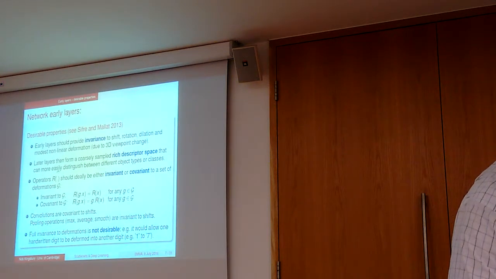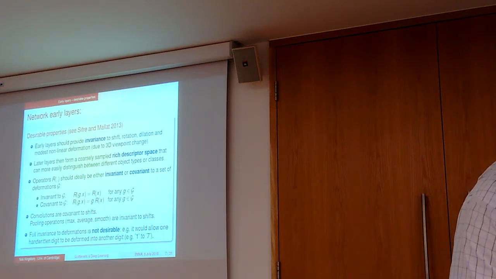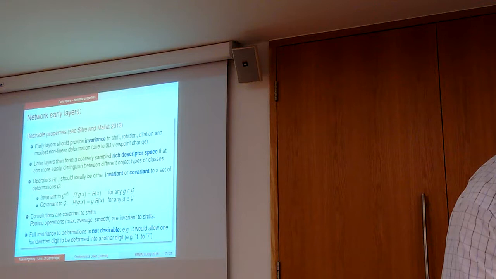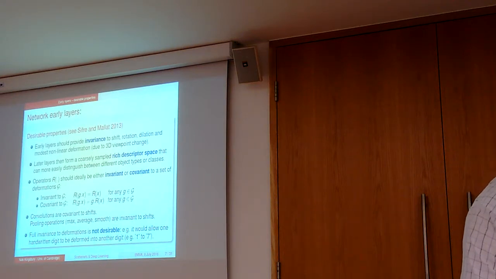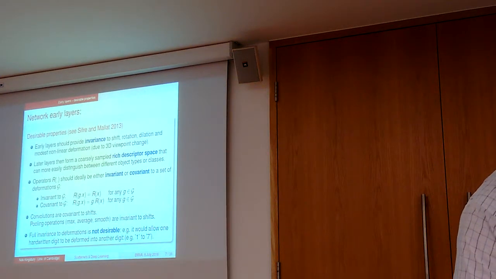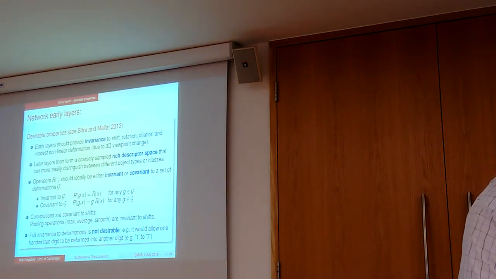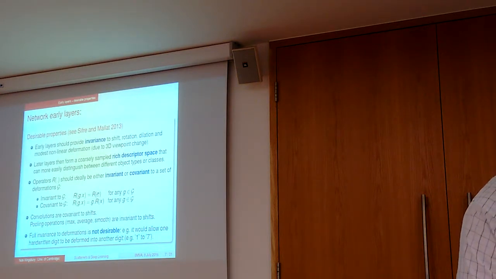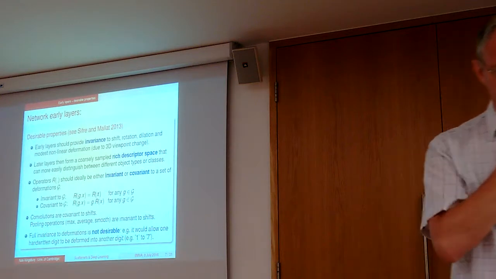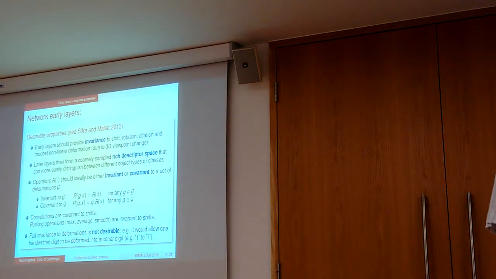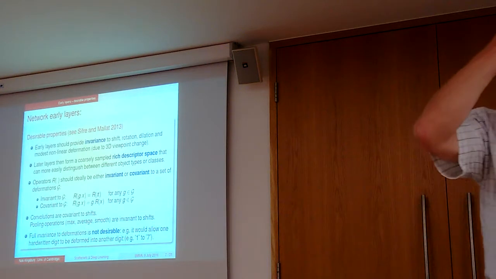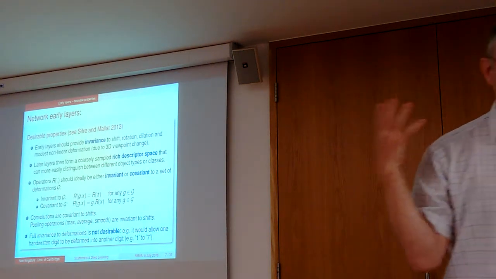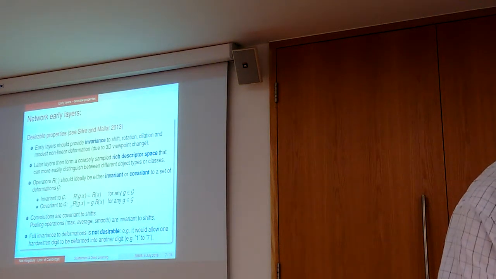He defines that operators like convolutions and pooling should ideally be invariant or covariant to a set of deformations, curly G. So if an operator R is invariant to this set, where little g is an example of it, then what that means is that applying the operator R on gX is the same as applying the operator on just X. So in other words, the operator on a shifted version of the image should be the same as the operator on the original image. Something like taking the magnitude of Fourier coefficients is an example of this.